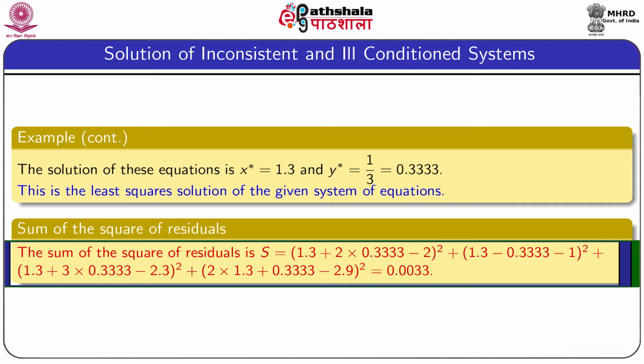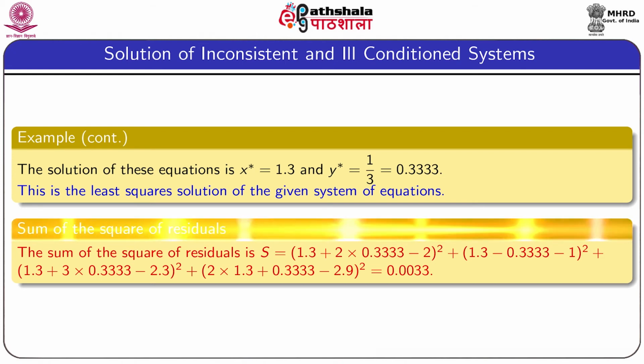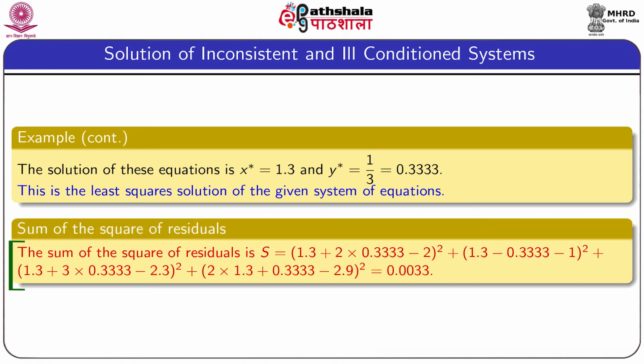Now the sum of square of residuals is s equal to (1.3, this is the value of x star, plus 2 into 0.3333 minus 2) whole square and so on. After simplification it becomes 0.0033, that means the sum of square of residuals is 0.0033, which is very close to 0. That means x star equal to 1.3 and y star equal to 1/3 is a good solution of the given system of linear equations. We have described the least square method to solve an inconsistent system of linear equations.